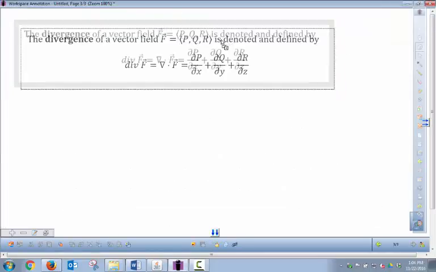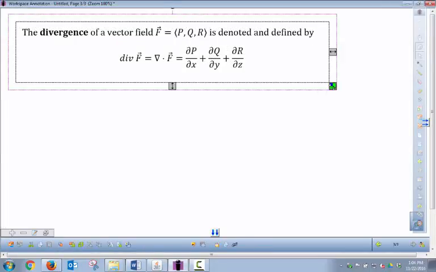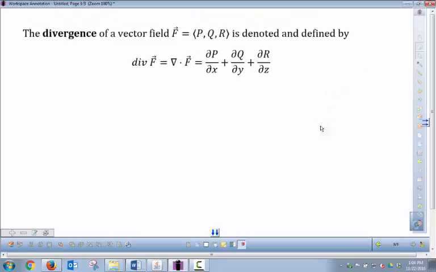So we'll start with the divergence, also known as the div. The divergence is a dot product between the del operator and the vector field. So you take a vector field, which is a vector with components. Each component has a function. And then you operate it using the del operator.